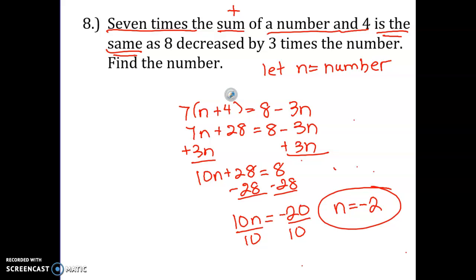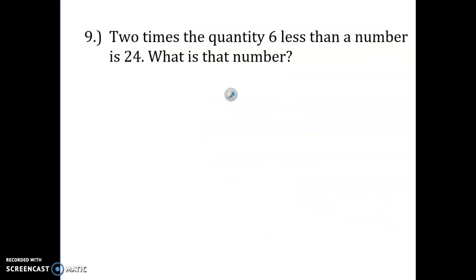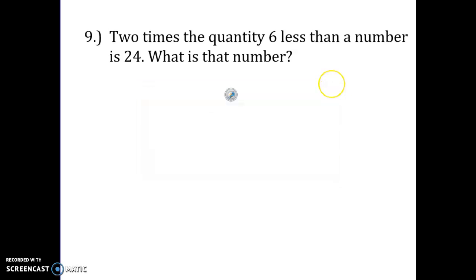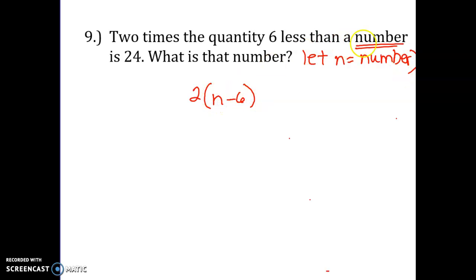Number 9, okay, number 9, 2 times the quantity, okay, 2 times the quantity, 6 less than a number is 24. What is the number? Okay, so 2 times the quantity. So remember the quantity, you're going to need parentheses. 6 less than a number is 24. Oh, forgot my let statement. Okay, we're looking for the number. n is equal to the number. Okay, so 2 times n minus 6 is 24.